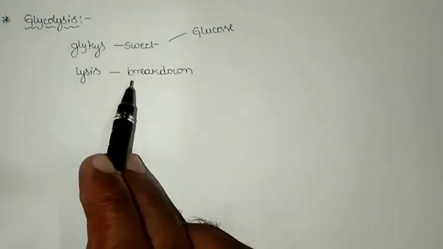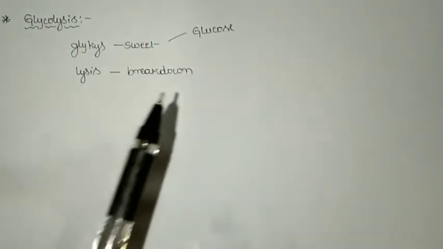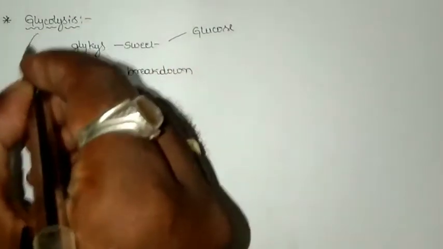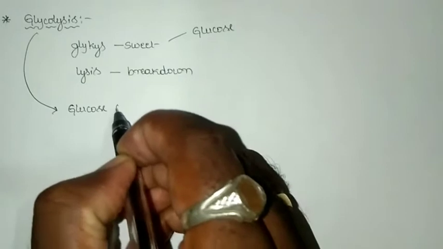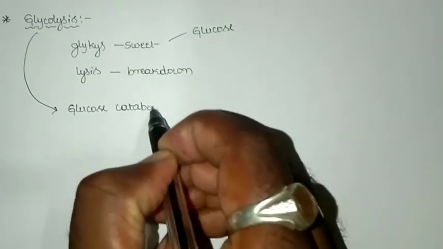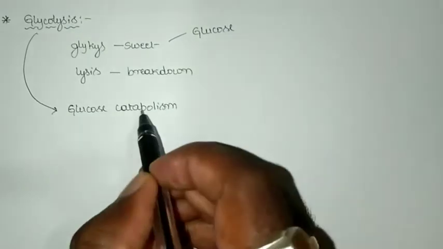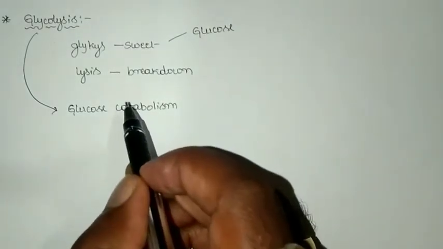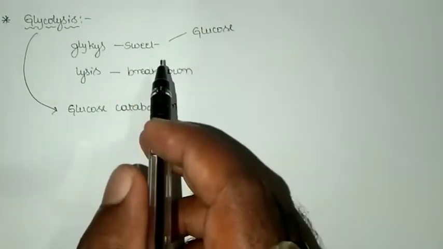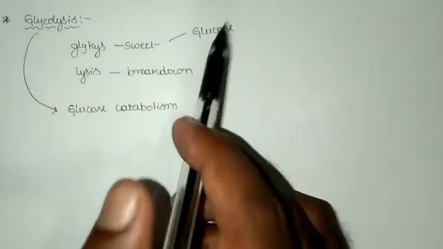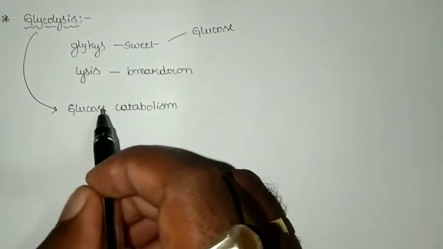So here in glycolysis, glucose will split to give simpler molecules, and glycolysis is an almost universal central pathway of glucose catabolism. So it is a glucose catabolic pathway. We have already said in the very beginning of the video the meaning of catabolism. Catabolism is a process of breakdown of a larger carbohydrate molecule to produce simpler molecules. So here in glycolysis, glucose will get broken down to give simpler molecules.